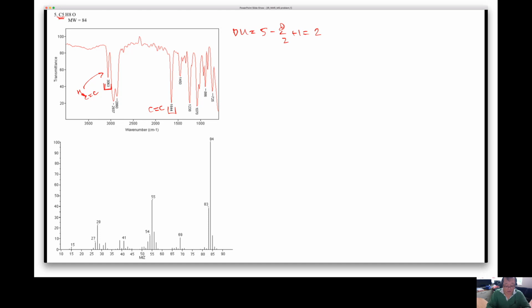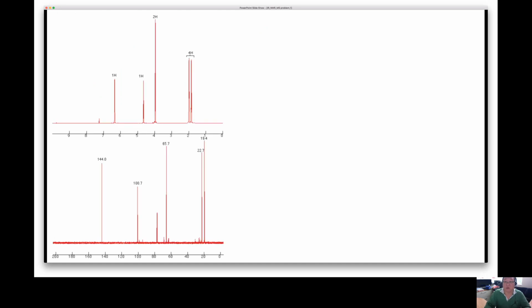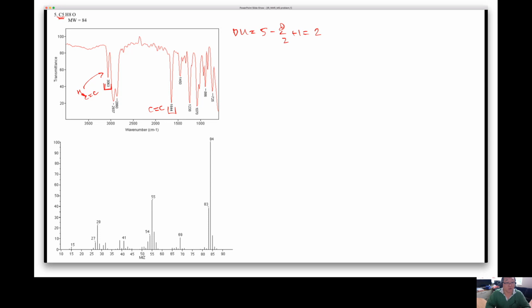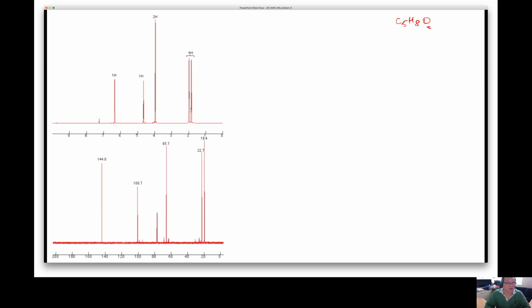So C5H8O. I'll write down the molecular formula, C5H8O. So we have an oxygen there. The oxygen is not a carbonyl. We don't have any carbonyl stretching signal down there. So there's no carbonyl. What that means is that the oxygen must be an ether.